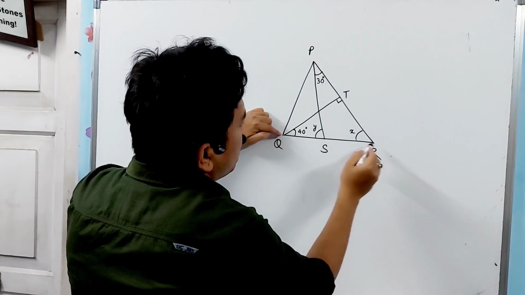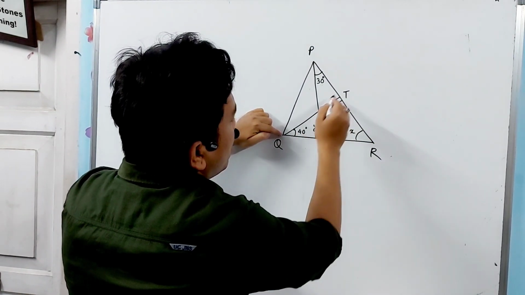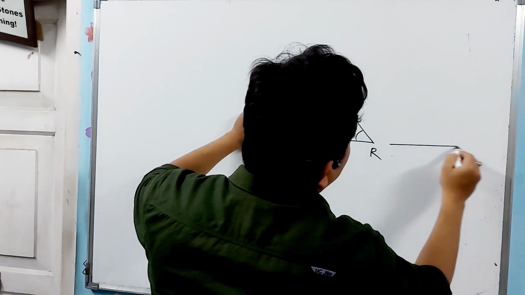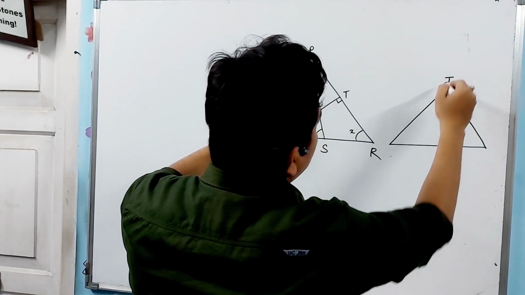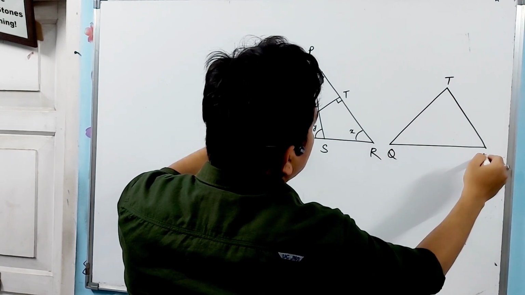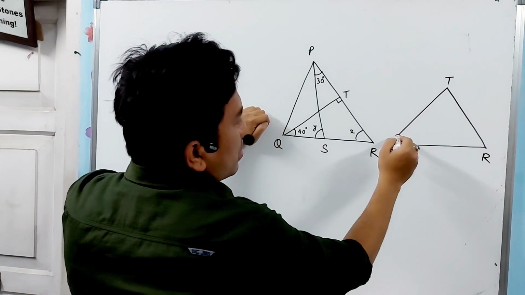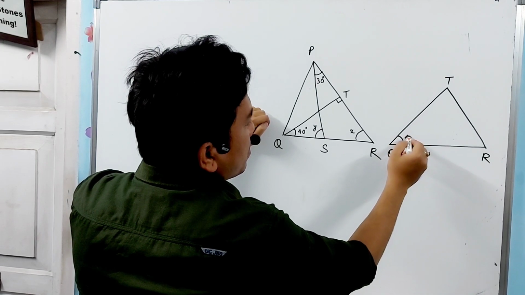Okay, let us bring this triangle TQR outside. I'm bringing triangle TQR outside. It's somewhat like this, T, Q and R. Angle TQR is given as 40 degree.